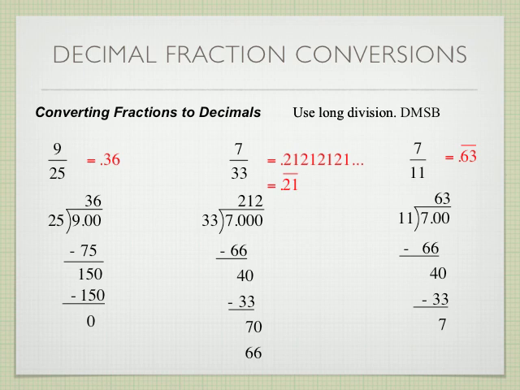0.636363, or 0.63 repeating. So if I have a fraction and I want to convert it to a decimal, I use long division. Now the good news is if I have a decimal and I want to make it into a fraction, it's a lot easier.